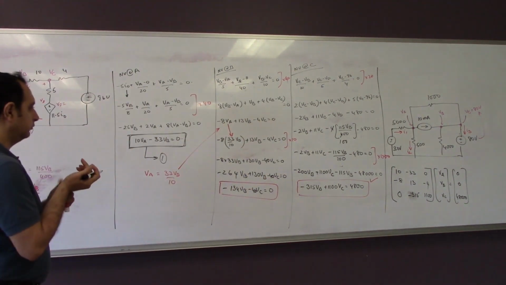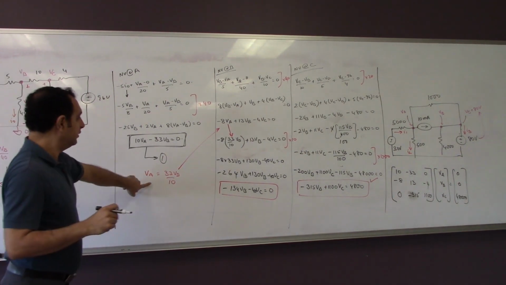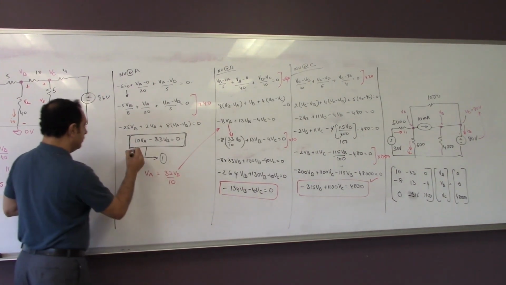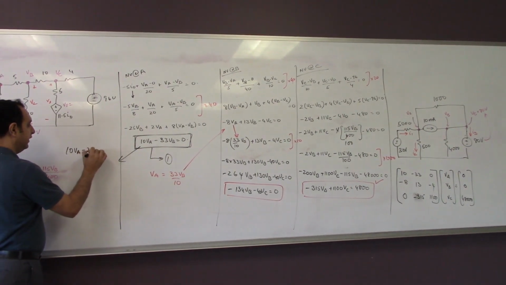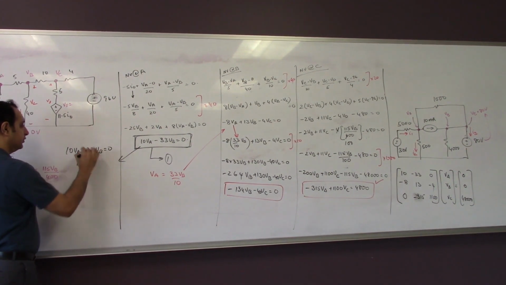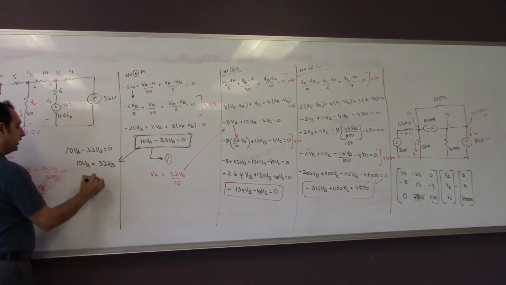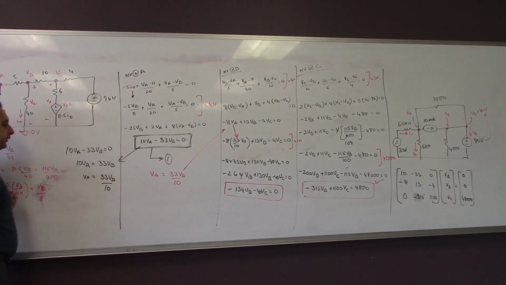How did you find VA again? This one? Yeah. If VA is equal to this, 10 VA minus 33 VB is equal to 0. So 10 VA, we'll move this to the other side, so that will be equal to 33 VB. So VA, if you divide both sides by 10, you move to the other side.